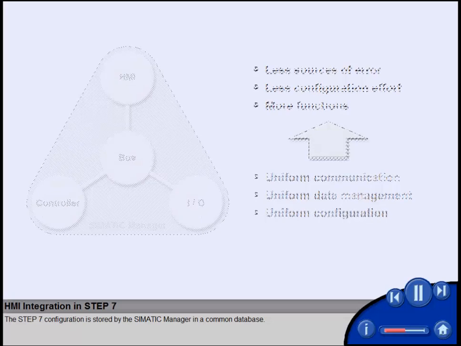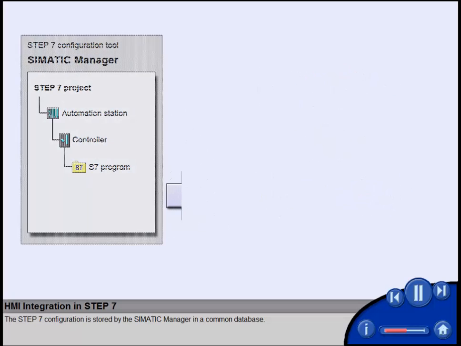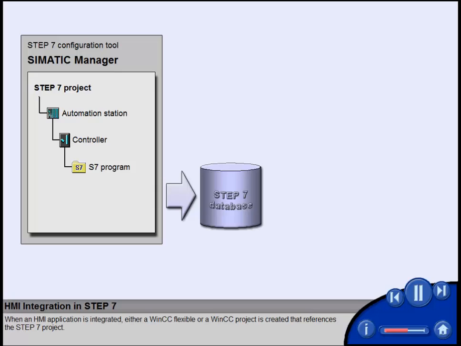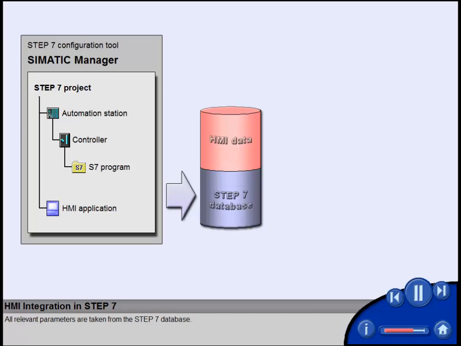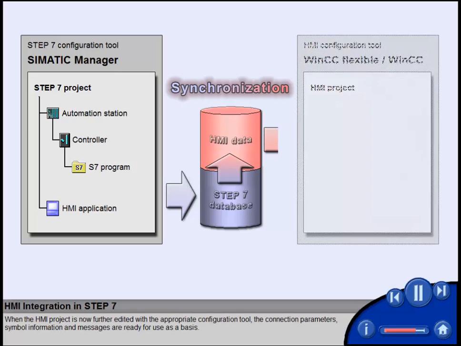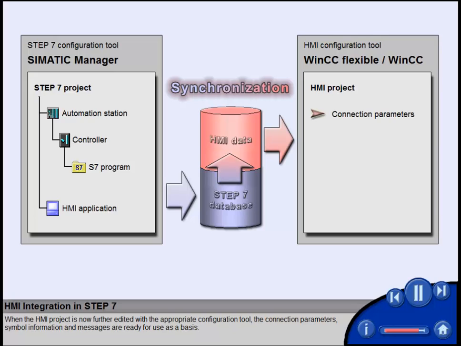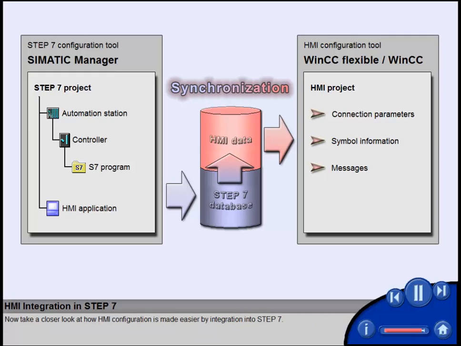The Step 7 configuration is stored by the Simatic Manager in a common database. When an HMI application is integrated, either a WinCC Flexible or a WinCC project is created that references the Step 7 project. All relevant parameters are taken from the Step 7 database. When the HMI project is now further edited with the appropriate configuration tool, the connection parameters, symbol information and messages are ready for use as a basis. Now take a closer look at how HMI configuration is made easier by integration into Step 7.